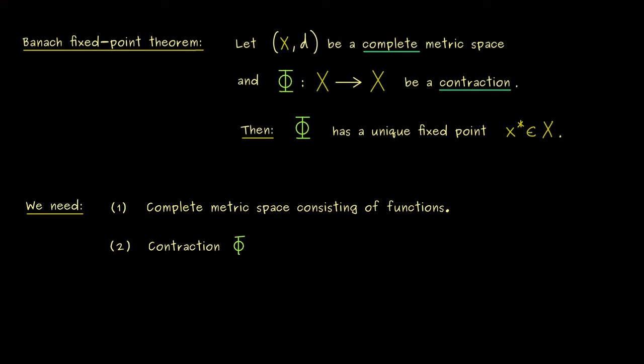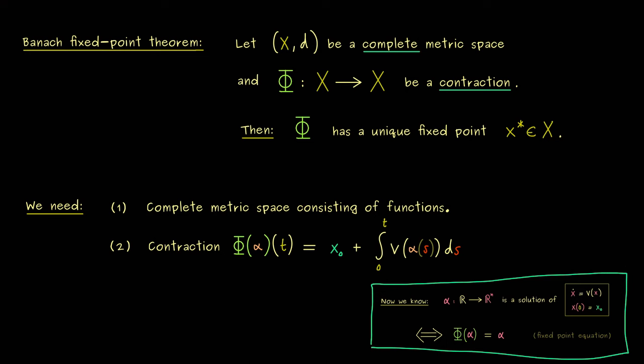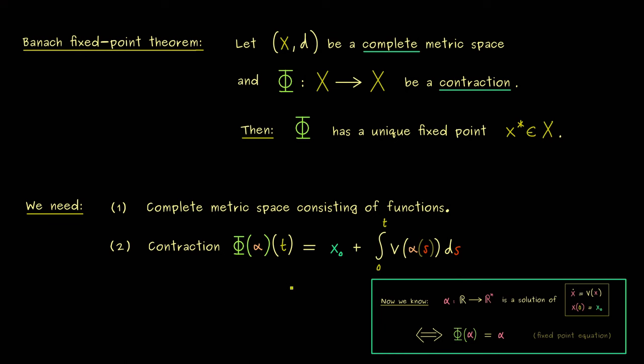And then the second ingredient here is that we can write down a contraction that sends functions to functions. And indeed, the definition for phi we already know from the last video. So let's say we put in the function alpha, then phi of alpha at the time point t is given by the initial value x0 plus the integral from 0 to t of the function v, where we put in our function alpha now. In fact, as we have shown in the last video, a fixed point of this map phi is exactly a solution of our initial value problem. This is the important statement that tells us that this map phi is exactly the one we want to find solutions. However, this also means that we have to show that phi is a contraction in order to apply Banach's fixed point theorem. Therefore, the first step now is to write down the corresponding metric space here.